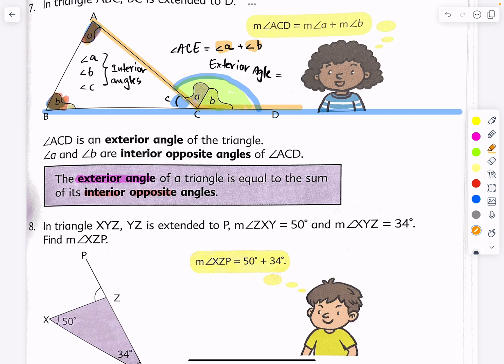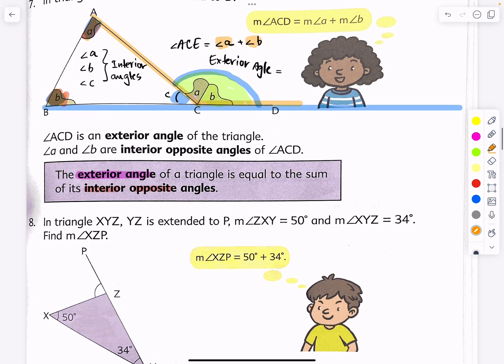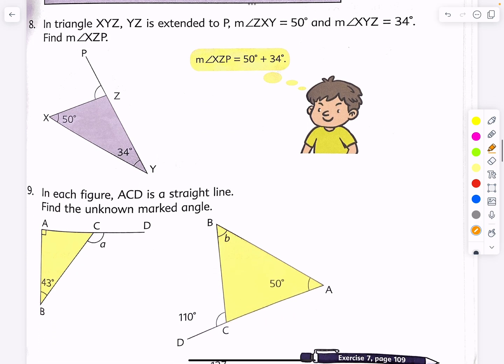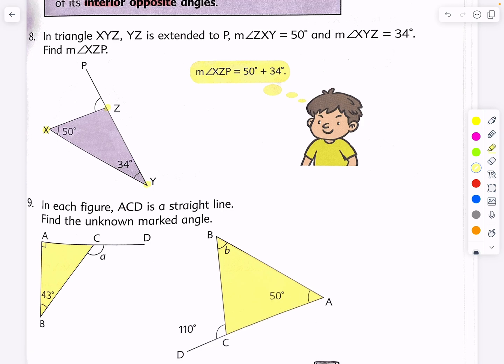So let's practice this, because sometimes it's not very clear until you start really practicing a new concept. So we have a new triangle. Let's take a look at problem number 8. We have a triangle called XYZ. I hope you know how to properly name triangles. We go from X to Y to Z.